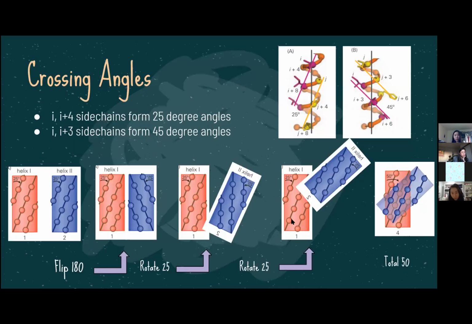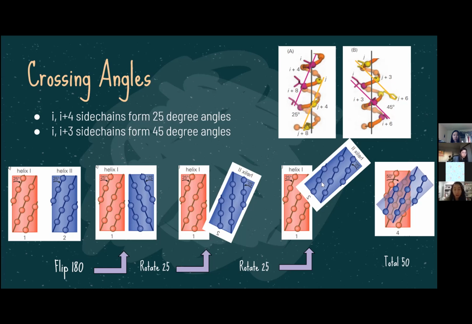And here, this is an image from your textbook. A couple of things to note: if we follow this pattern really quickly, we have i, plus i plus 4, i plus 8. So if we have this pattern that's increasing by 4 side chains, this forms a 25-degree angle. Whereas if we have i plus 3 side chains, this forms a 45-degree angle instead. And this is purely dictated by how the helix forms and the angles that it forms.